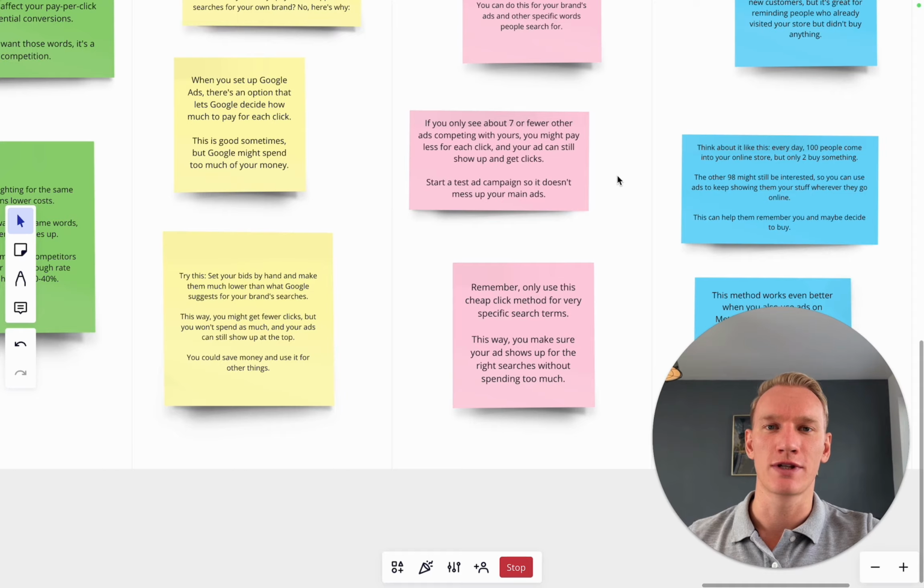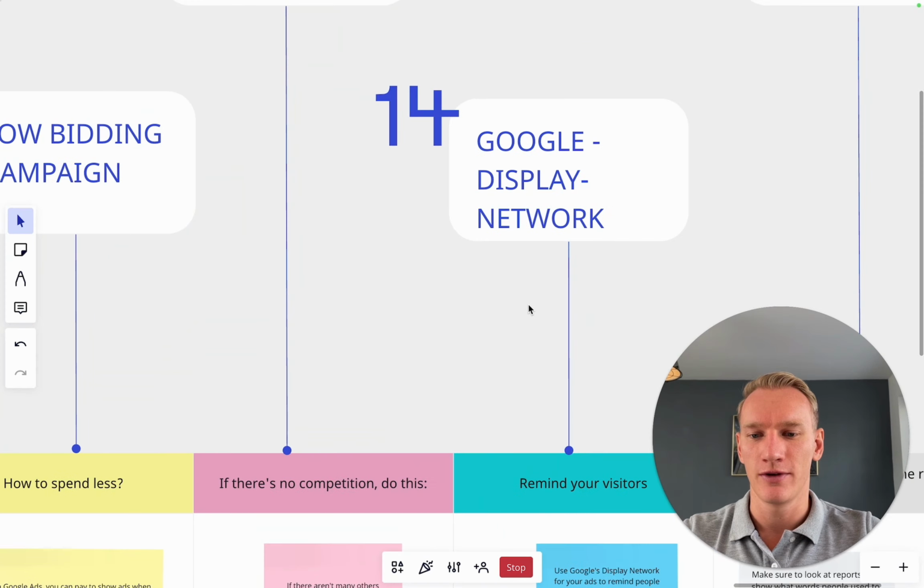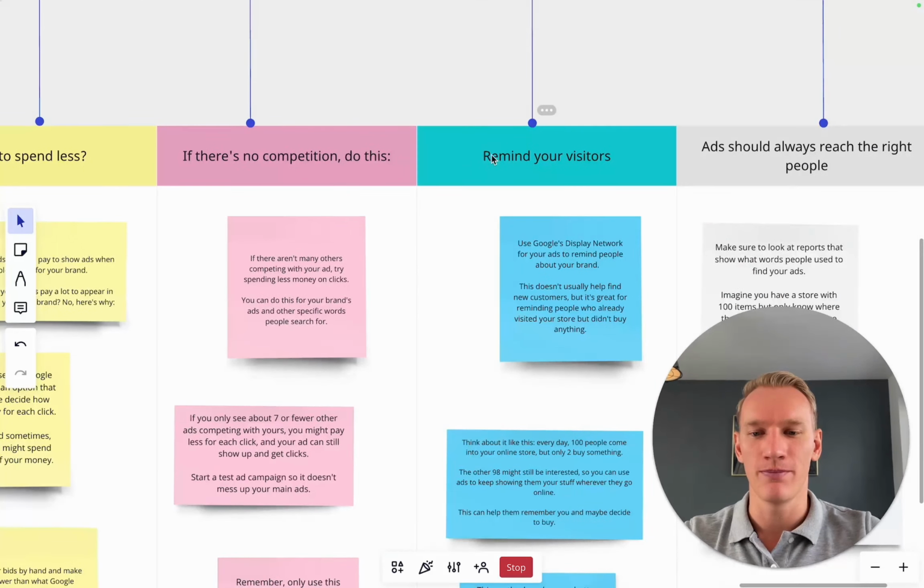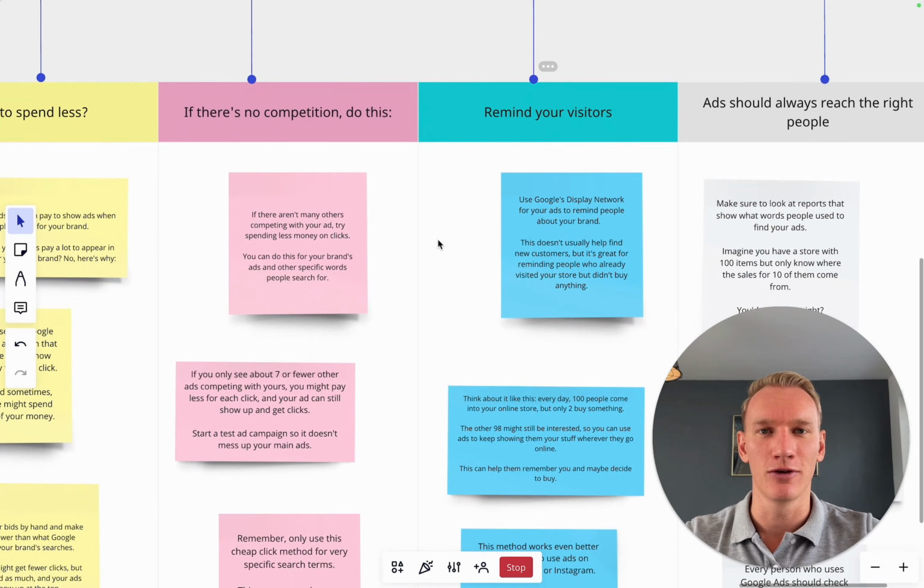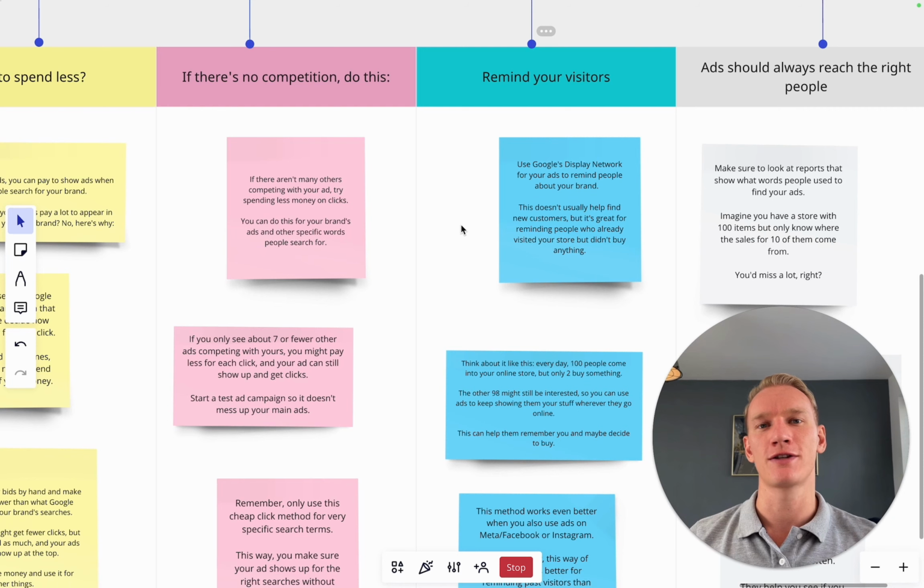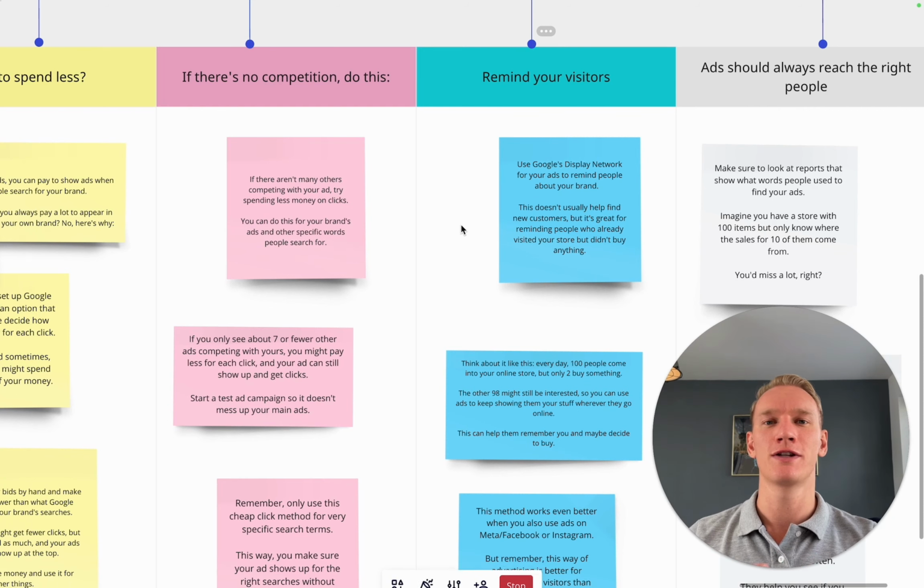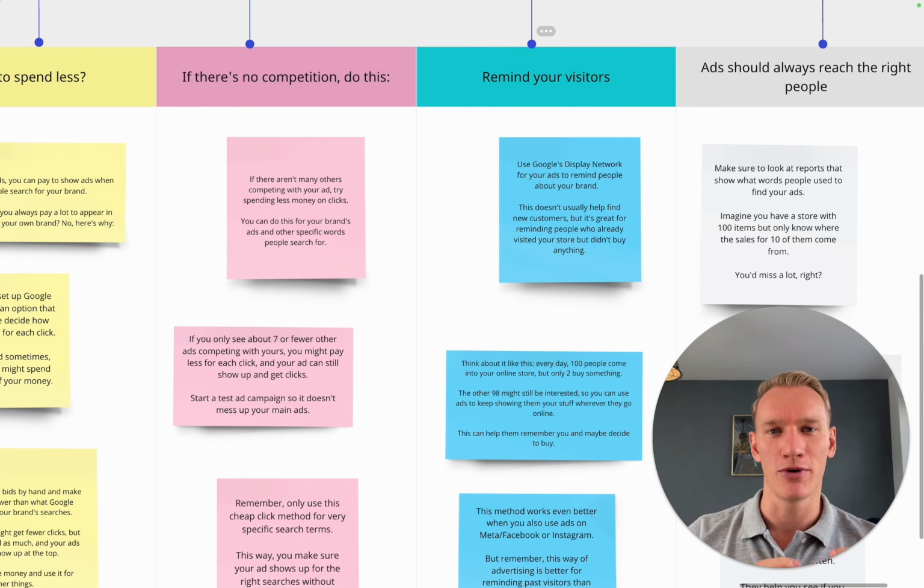And that brings us to step number 14, Google Display Network. You need to always implement your Google Display Network, especially for remarketing, so you remind the visitors that have been on your website to visit your website again and might as well purchase from it.